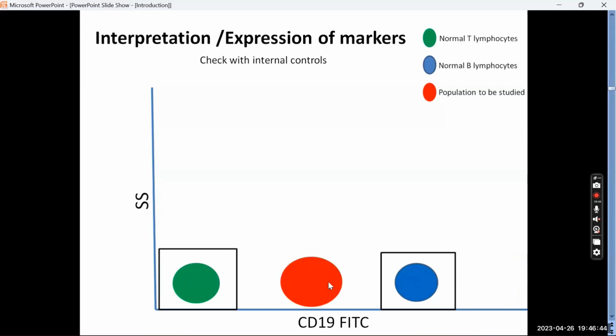Then you have a population which is lying in between the positive internal control and the negative internal control. Then you call this population dim.